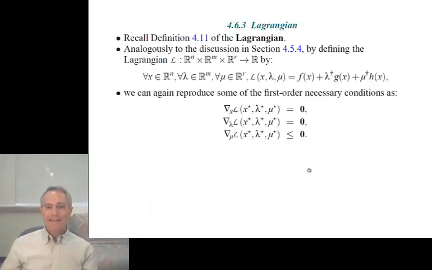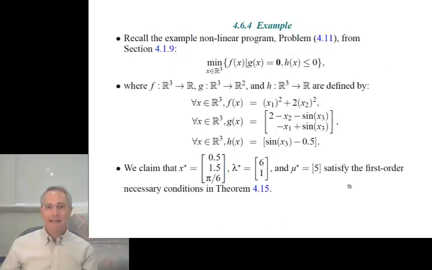We can again write these conditions down in terms of the Lagrangian. Remember, the Lagrangian is the objective plus a term with the equality constraints, plus a term with the inequality constraints. We can again reproduce some of the first order necessary conditions by taking the gradient of the Lagrangian. Let's see an example. We had a quadratic objective, equality constraints in terms of sines, inequality constraints in terms of sines. I claim that the following point, x star is 0.5, 1.5, pi on 6, lambda star is 6, 1, and mu star is 5, satisfies the first order necessary conditions.